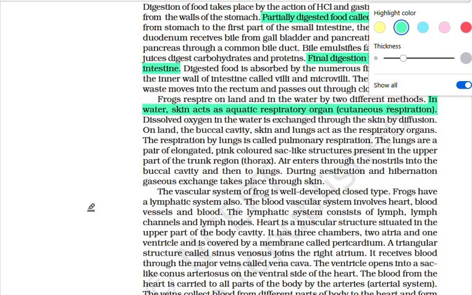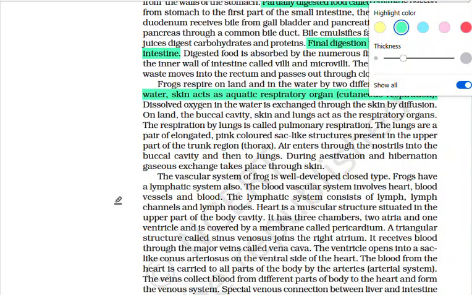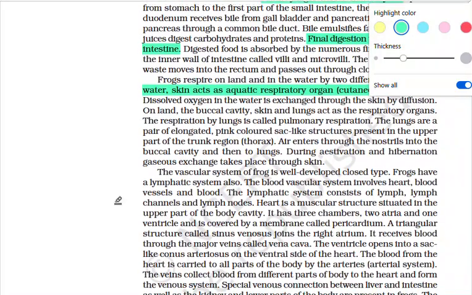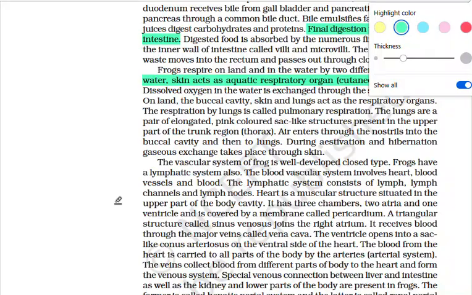On land, the buccal cavity, skin, and lungs act as the respiratory organs. The respiration by lungs is called pulmonary respiration. The lungs are a pair of elongated, pink-colored sac-like structures present in the upper part of the trunk region called the thorax. Air enters through the nostrils into the buccal cavity and then to the lungs. During estivation and hibernation, gaseous exchange takes place through skin.